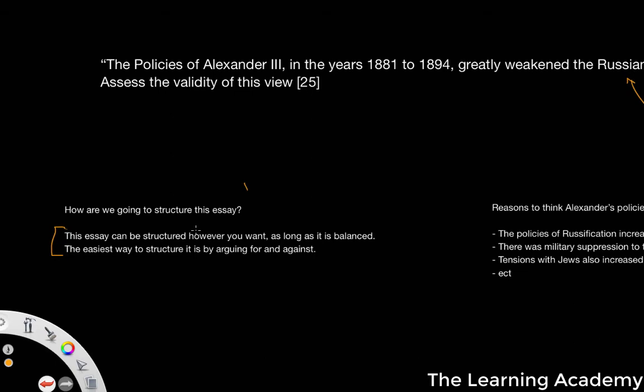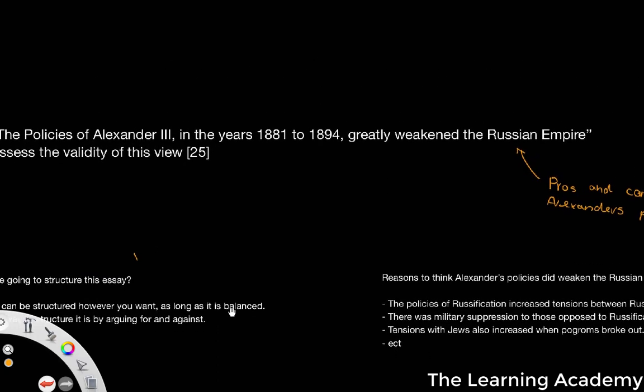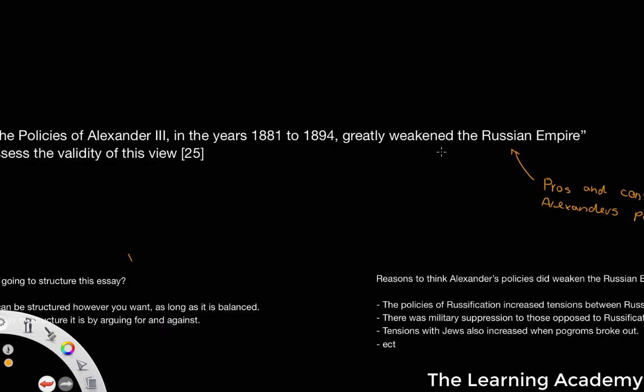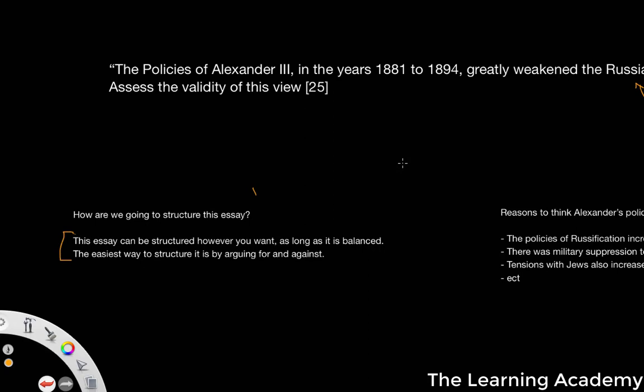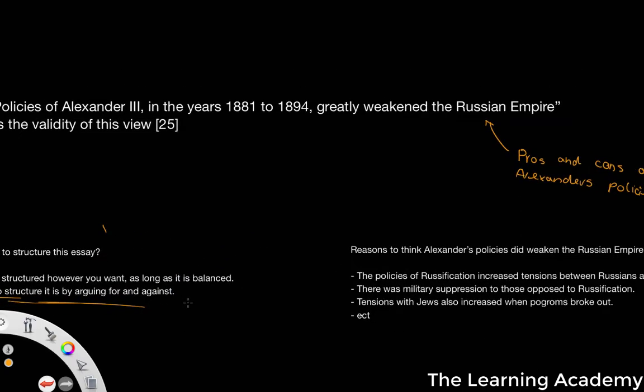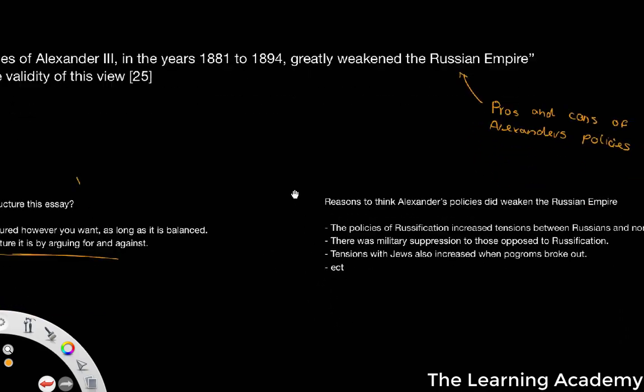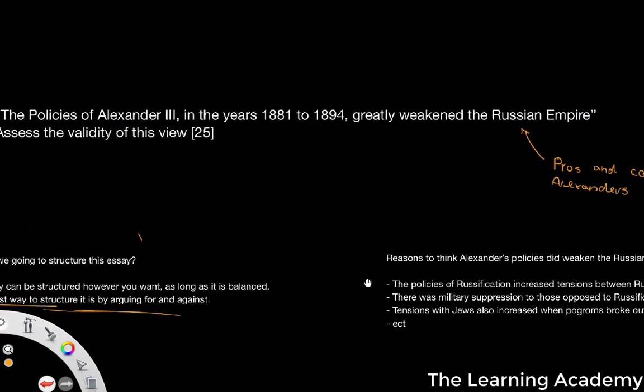But if you feel like you want to do 2 large paragraphs, maybe a paragraph on policies that didn't weaken Russia, and then policies that did weaken Russia, as long as they're really good and your introduction and conclusion are really good, then I don't see any reason why you can't do really well. Okay? And obviously the easiest way to structure this is to just argue for and against. That's really what it's asking you to do, for and against. We'll go into the details in a minute.